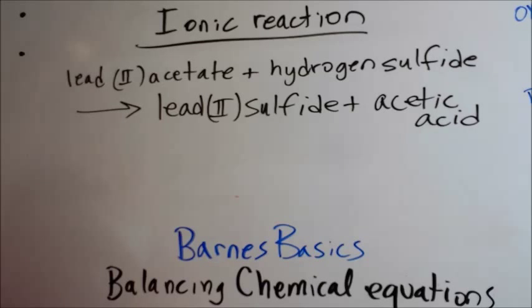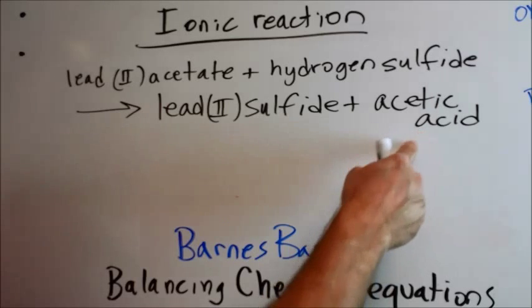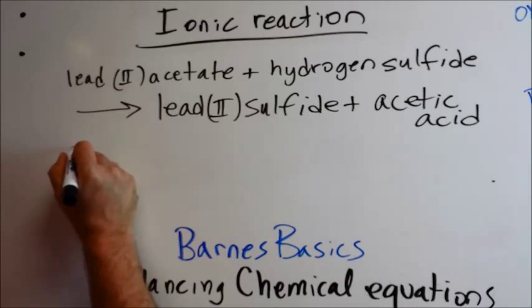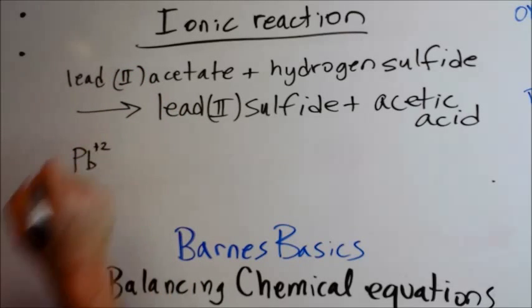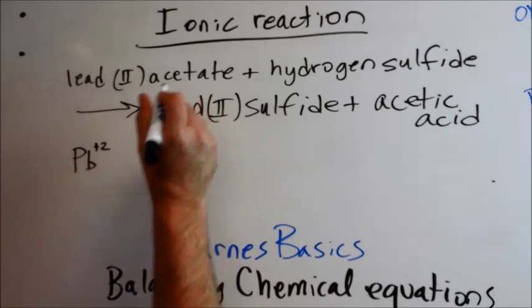It says lead 2 acetate and hydrogen sulfide. By the way, that's the rotten egg smell or the regular egg smell. Yields lead 2 sulfide plus acetic acid. That's vinegar right there. Lead is Pb. The 2 indicates that the oxidation number is +2.